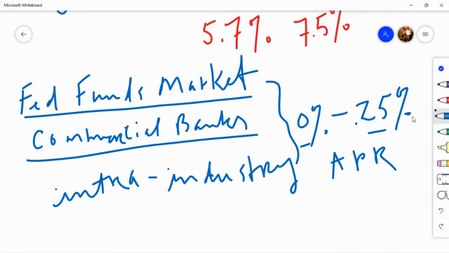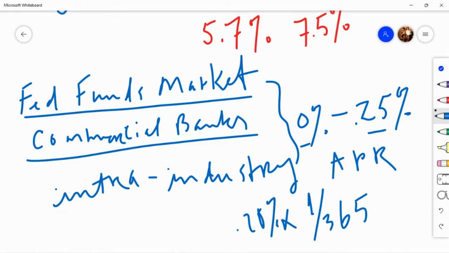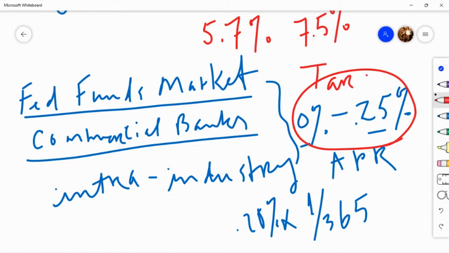So daily, just for making an adjustment for one day, it's going to be 360 or 365. You divide 0.25% by that, right? Times that. But this is the target rate.